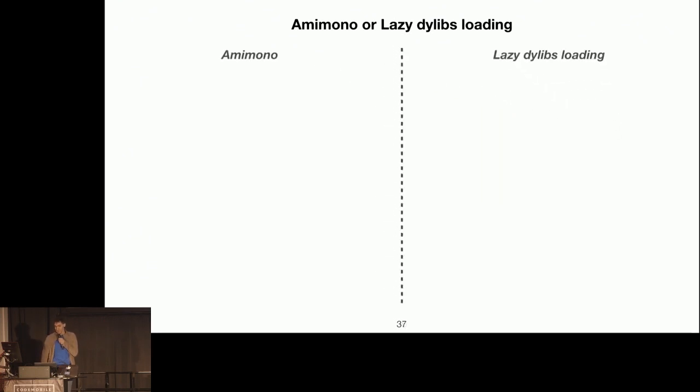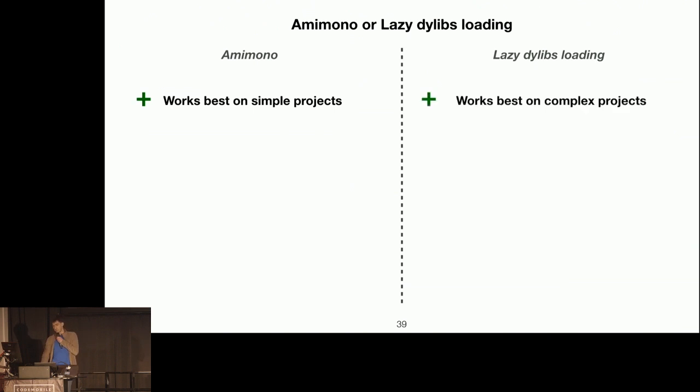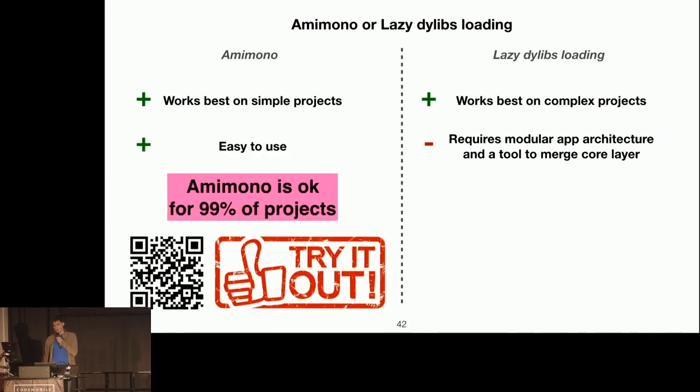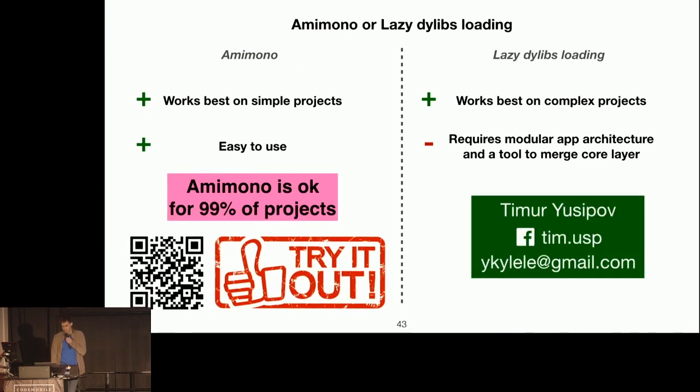One more slide. So wrapping things up, Amimono works best on simple projects. Lazy dynamic libraries loading works best on complex projects, but requires a modular architecture and a tool, magic tool, for merging core layer into a single module. Well, Amimono is easy to use, so we highly encourage you to try it out. It works best for 99% of projects, and that's all for now.